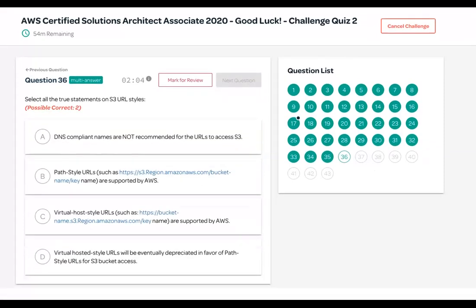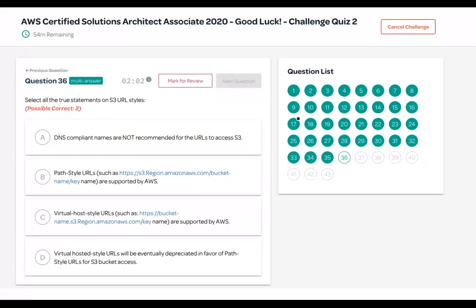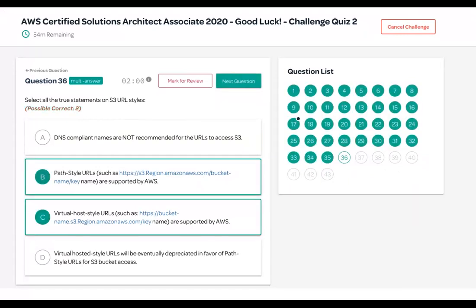Select all that are true about S3. So there are two kinds of path. One is where you see s3.com and so on and then you see the path style. Second is virtual host style. It's just like a domain name, so you have bucket name dot and so on. This is more preferred over the path style.